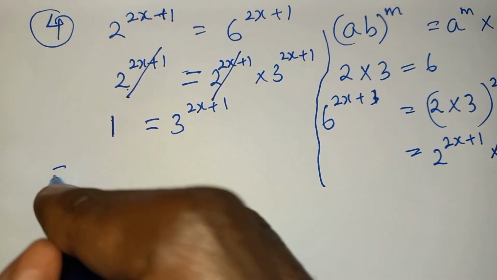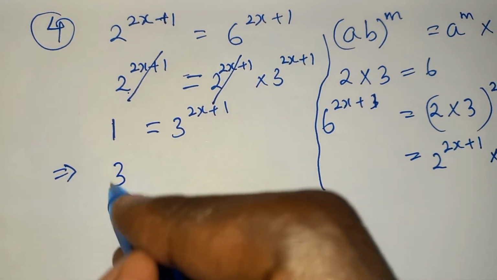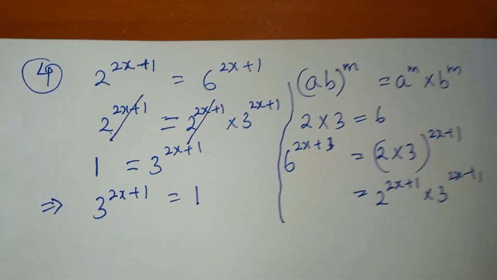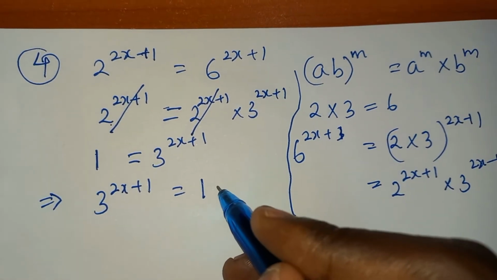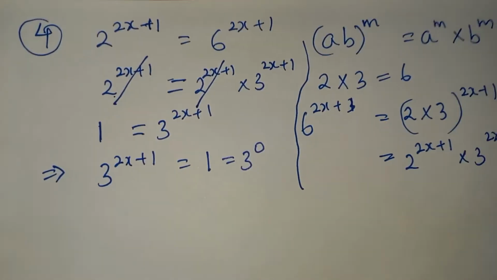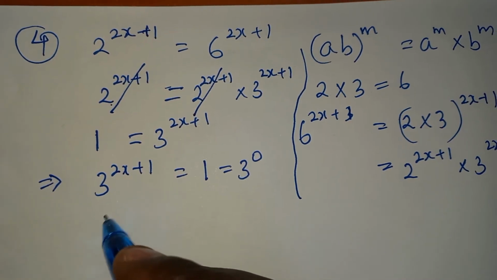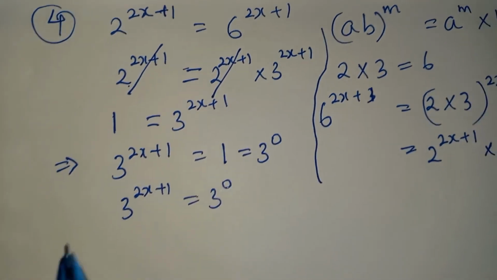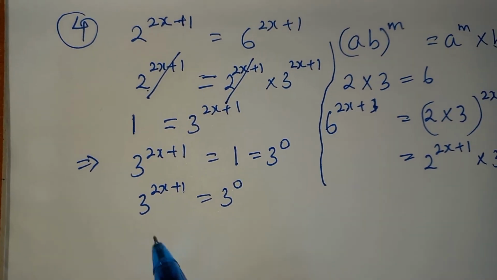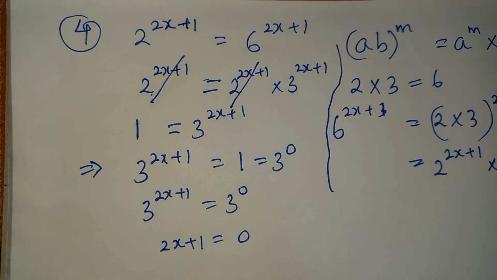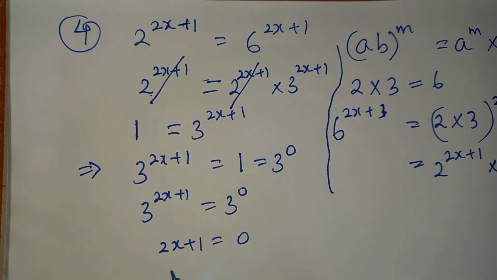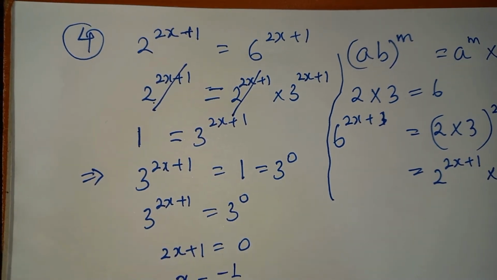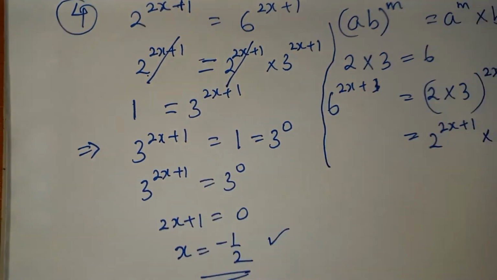Now, if you flip this, then we are saying 3 raised to the power 2x plus 1 is the same as 1. And we know that using the rules of indices, 1 can be written as 3 raised to the power 0. So we have a situation whereby 3 raised to the power 2x plus 1 is the same as 3 raised to the power 0. And since the bases are the same, then we can equate the powers. Now, if you solve for x here, then we'll have that x is minus a half, and that will be your solution.